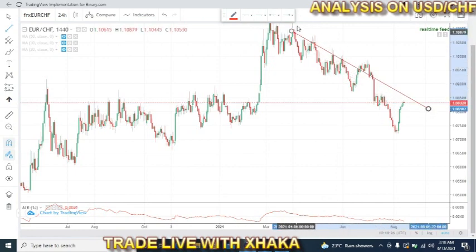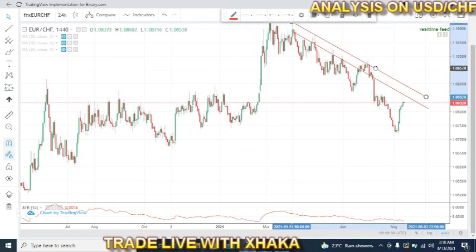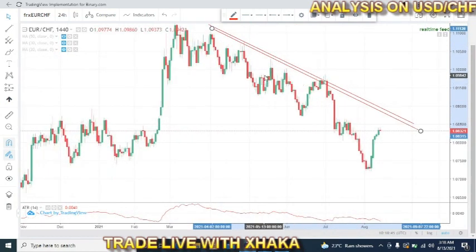I normally use 2 lines. After drawing the lines, you do some little adjustment to get more touches on the wick. That makes it perfect. The more touches on the wick, the more accurate your trend line becomes. So you have defined this trend now.